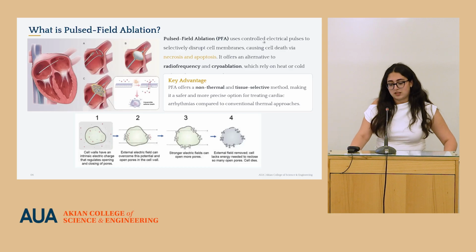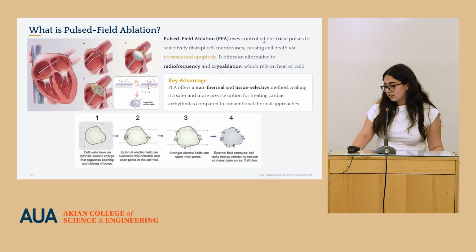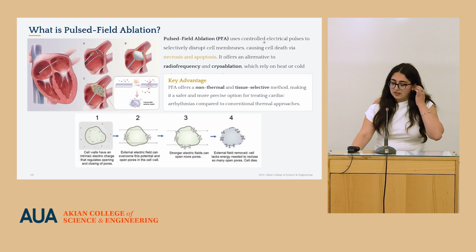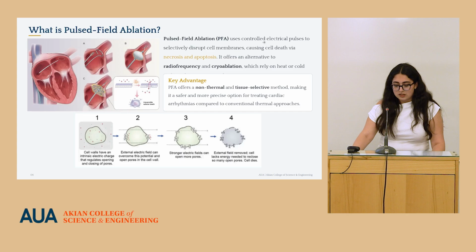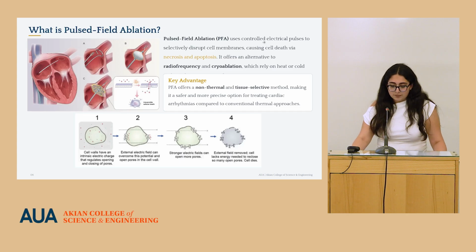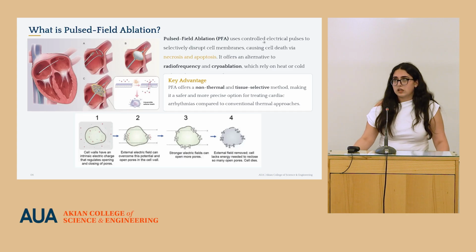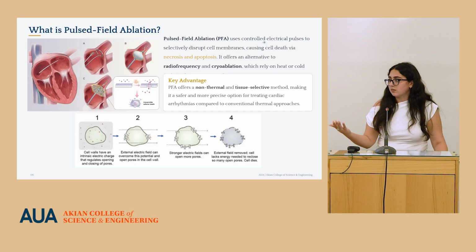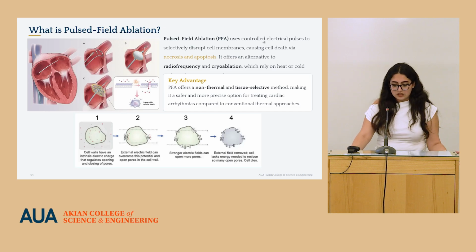Pulsed field ablation, or PFA, uses controlled electrical pulses to selectively disrupt the cell membrane that is causing the distress or the irregularity of the heart, causing cell death via necrosis and apoptosis. It's the most recent method that is now used for ablation, and its key advantage is that it is non-thermal.